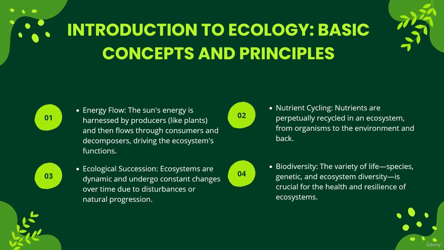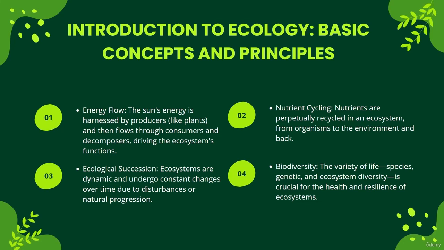If a human being is consuming an animal, maybe a chicken, or maybe a hen, then the energy flow is from sun to the plant to the hen and then to the human beings, right? So the energy is flowing from one place to the other place. This is the concept of energy flow.